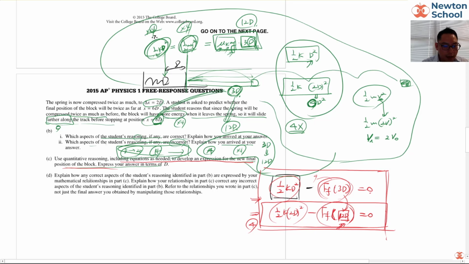Explain how any correct aspect of the reasoning can be expressed by your mathematical relationship. So here you can say if D gets larger, this gets larger. And incorrect, explain why, in part C. What's part C? Correct any incorrect aspect. So the incorrect part is it's not doubled, right? It's quadruple. Again, it's the same thing, right? I think that's good enough.